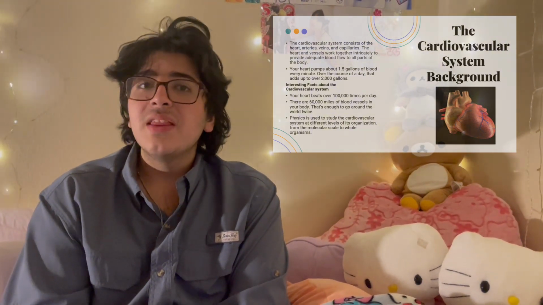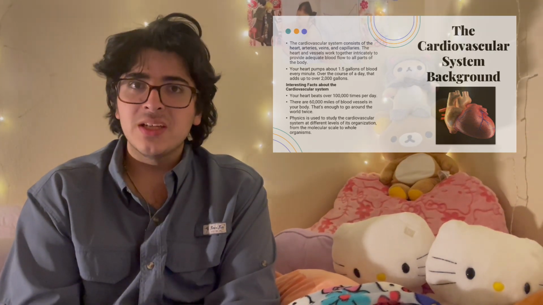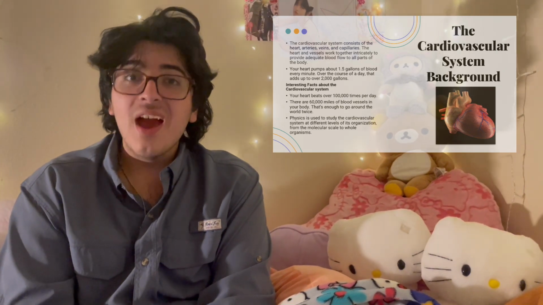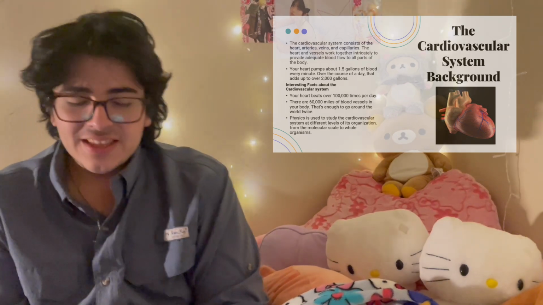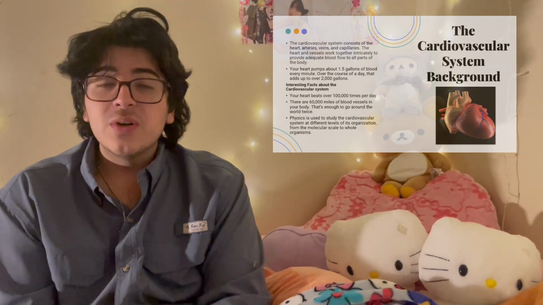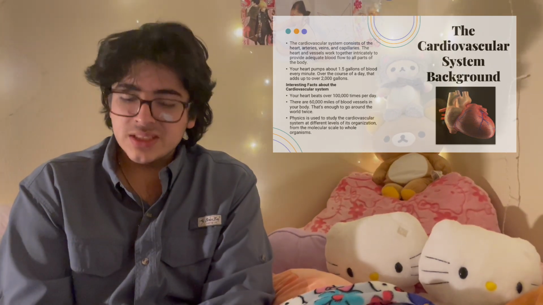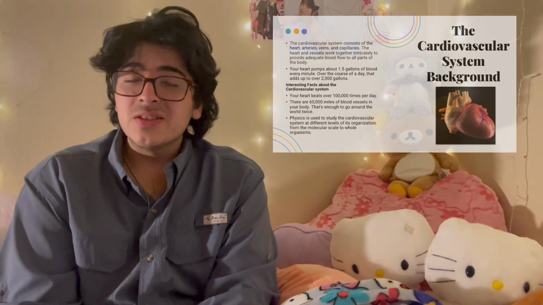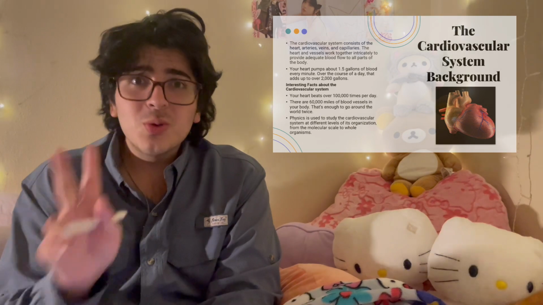Did you know that every minute 1.5 gallons of blood gets pushed throughout your body and 200,000 gallons gets pushed throughout your body every single day? That's amazing. And other things you may not have known was that your heart beats roughly 100,000 times a day, and there's around 60,000 miles of blood vessels in your body. That means you can go around the earth twice.